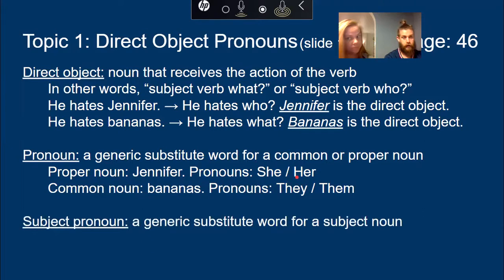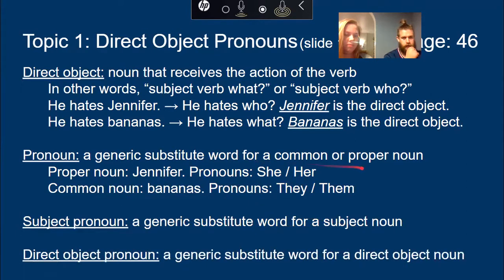What's this, Gage? The subject pronoun. Read the rest of it. A generic substitute word for a subject noun. So it's one of the pronouns that can be the subject of a sentence.